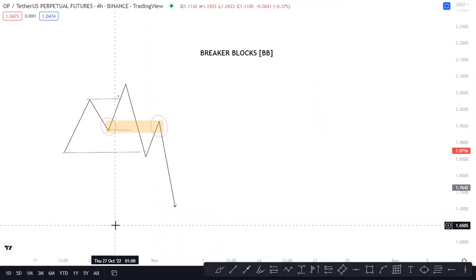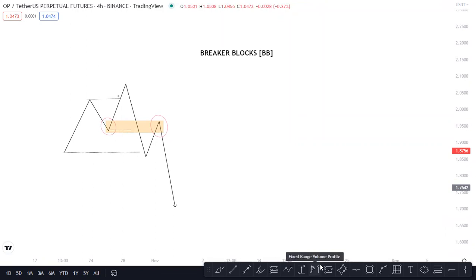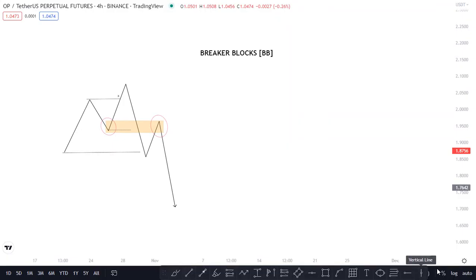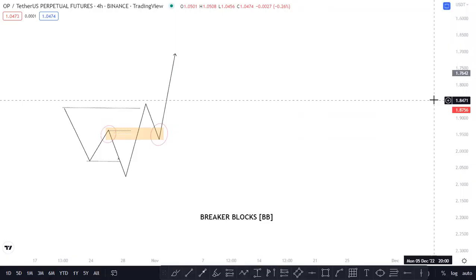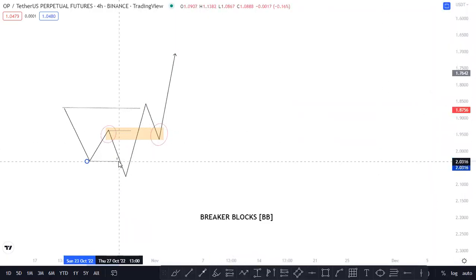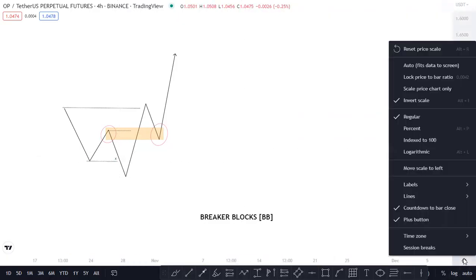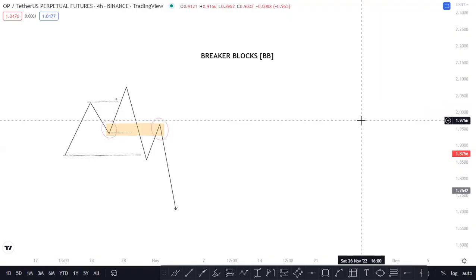Okay, let's do a buy before we continue with other sells. This is for a buy, the inverse of this thing. If I invert this, the inverse is a buy model using breaker blocks. So let me go back to the normal scale.